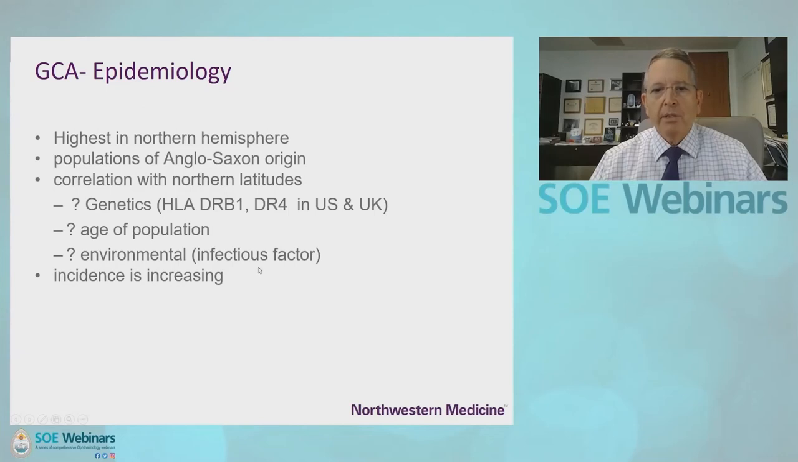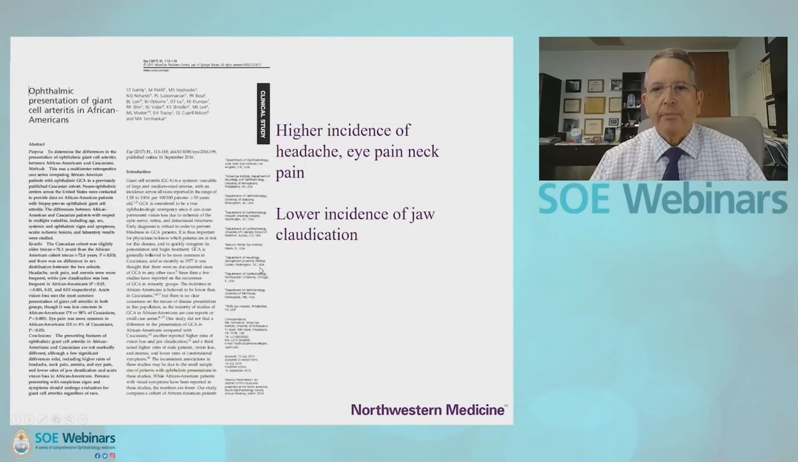And notably, the incidence is increasing. The exception to this, of course, here's a series of patients that were reported by myself and a number of other co-authors that identified giant cell arteritis in patients of African-American or Black descent. Interestingly, this group had a higher incidence of headache and eye pain and a lower incidence of typical jaw claudication, which I'll discuss in a moment, which is one of my most important predictors of patients who have temporal or giant cell arteritis.